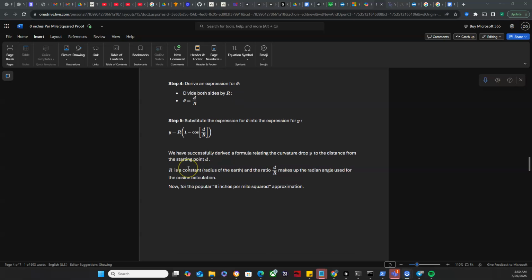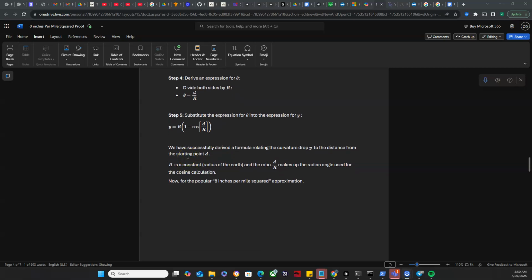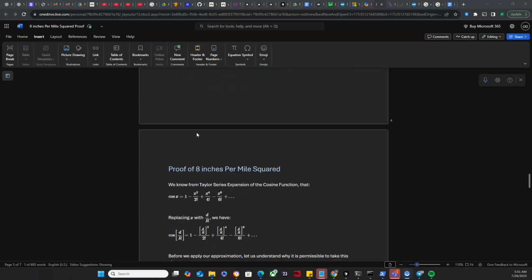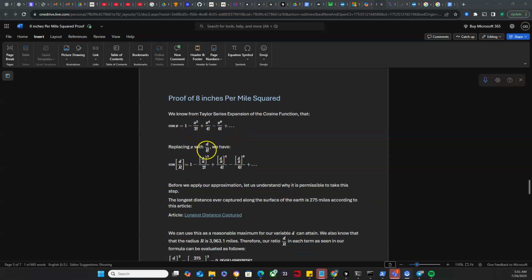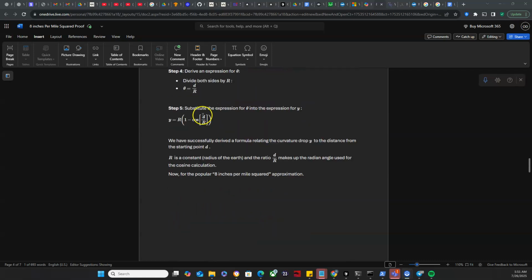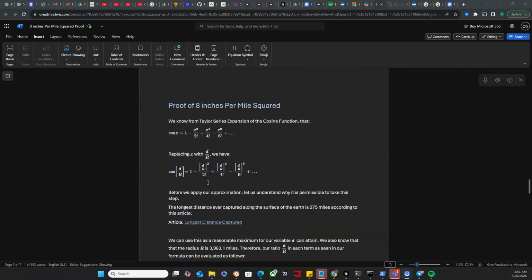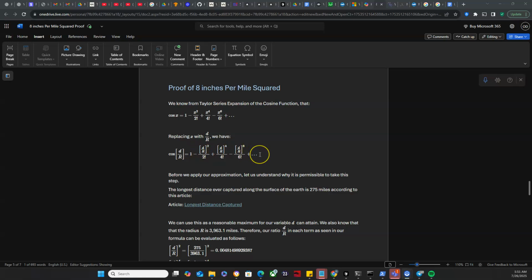Good. Now we can proceed to do the approximation now, right? Now, to do the approximation, we will use the Taylor series expansion of the cosine function. So we know the Taylor series of the cosine function is this. So we'll replace x with d divided by r, because that is what is in our formula, and then we will have this expression here.